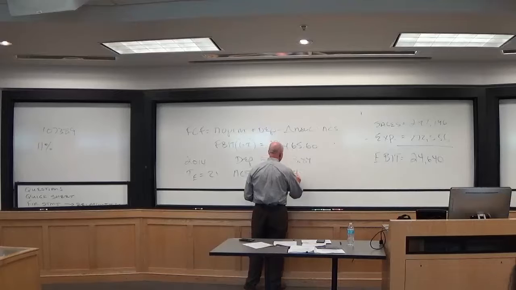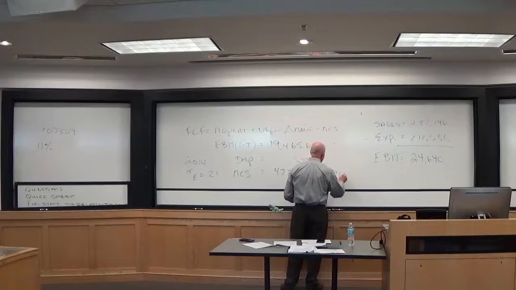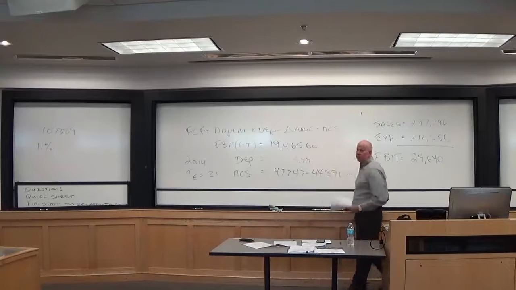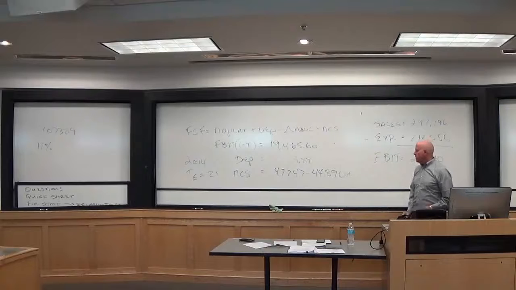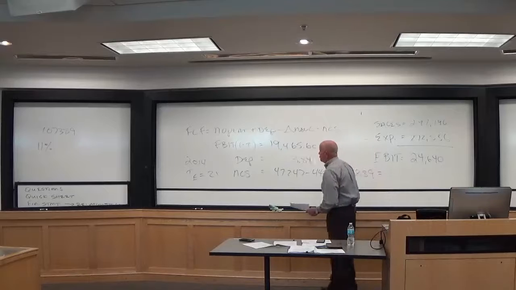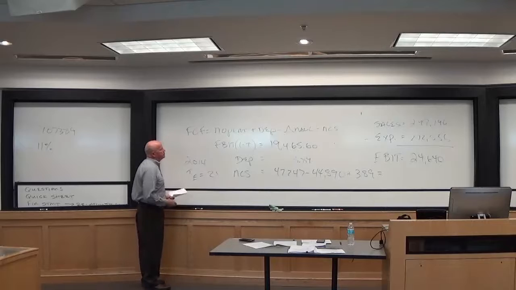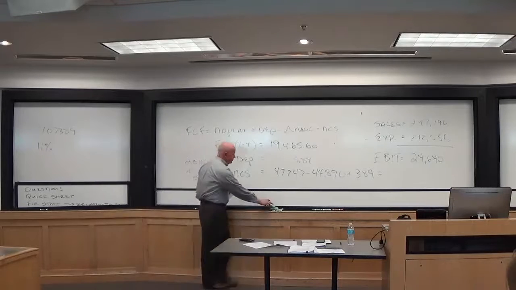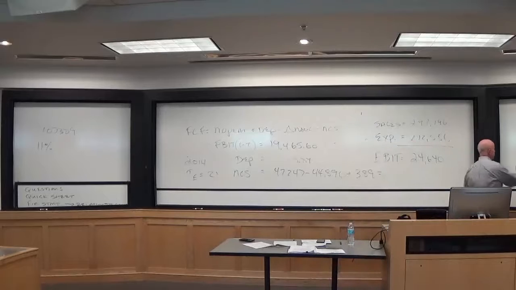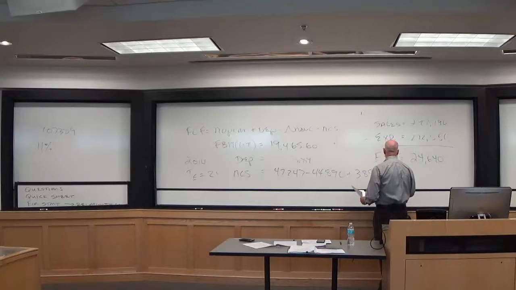So 247, yep, 247. Minus, I think it's 44,890, right? Plus what? Depreciation. 3.89. Somebody give me that number. $6.247.